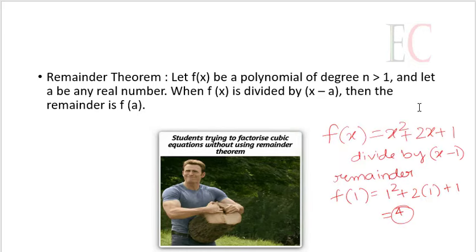So here we go. If they ask for f of x, which is equal to x square plus 2x plus 1, and they ask us to divide by x minus 1, then we calculate remainder by calculating f of 1, that is 1 square plus 2 into 1 plus 1, that is 4.